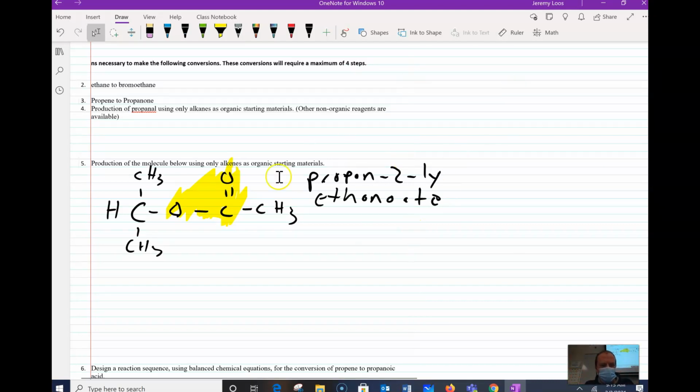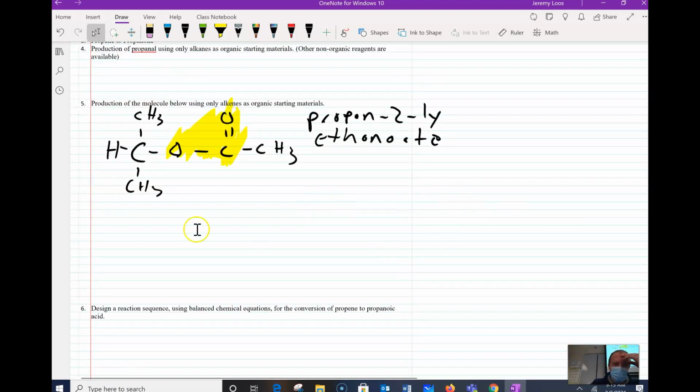So normally, if the attachment was from the carbon here to this oxygen, we'd call it propyl ethanoate. But because the attachment's on the second carbon, we call it propan-2-yl ethanoate. Again, you're not required to know that name, just FYI. Okay, so we've got to somehow end up with this. And it says we only have alkenes. That's all we've got as organic starting materials. So we might have inorganic compounds, like acids, but we only have alkenes.